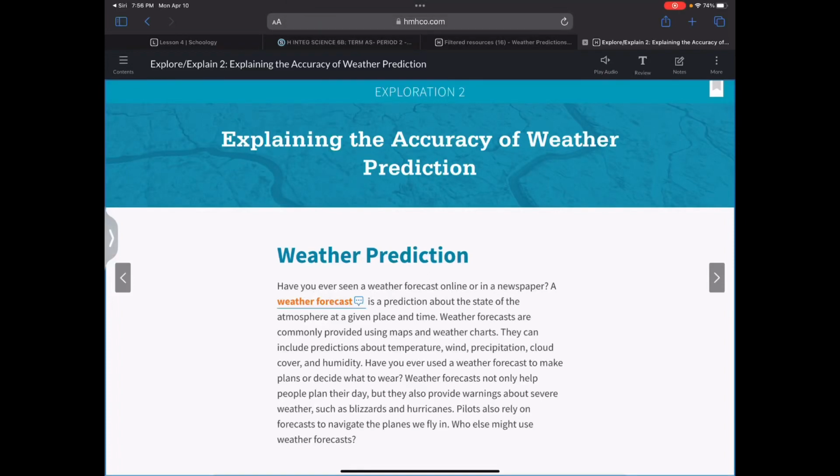In this Explore Explain cycle, we will be explaining the accuracy of weather prediction. That means how accurate is weather prediction? Is it very accurate, a little bit accurate, or not so accurate?